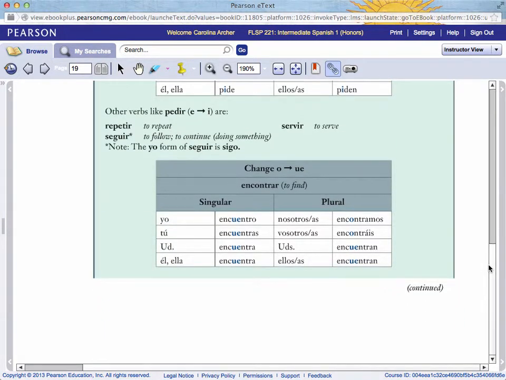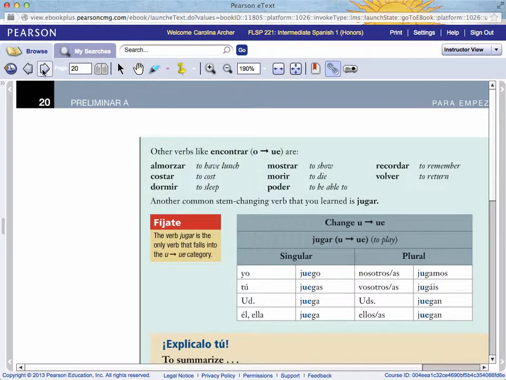Now we have verbs that change from O to ue. O to ue. For example, encontrar. Encontrar. Yo encuentro, tú encuentras, usted, él, ella encuentra, nosotros encontramos, nosotros is going to stay regular, ustedes, ellos y ellas encuentran. ¿Sí? And one more.